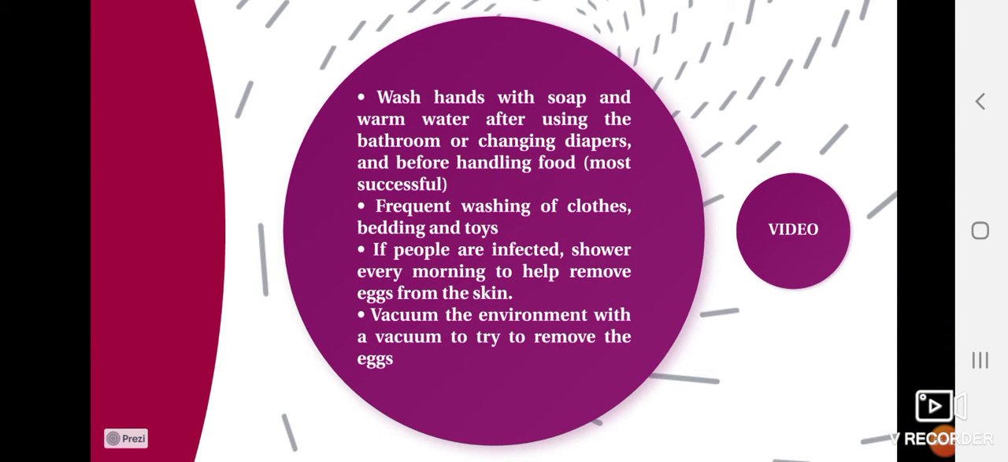Wash hands with soap and warm water after using the bathroom or changing diapers and before handling food. Frequently wash clothes, bedding and toys. If people are infected, shower every morning to help remove eggs from the skin. Vacuum the environment to try to remove the eggs.